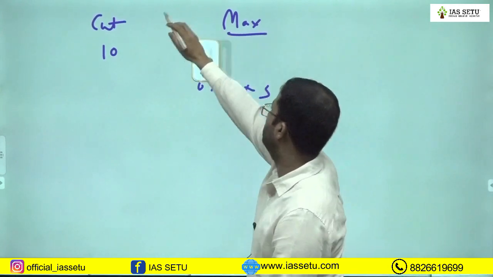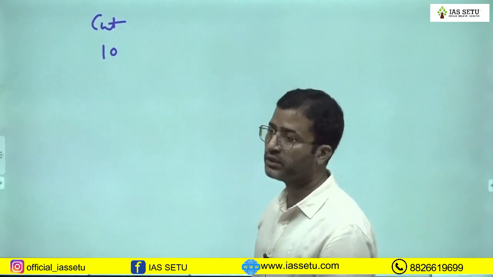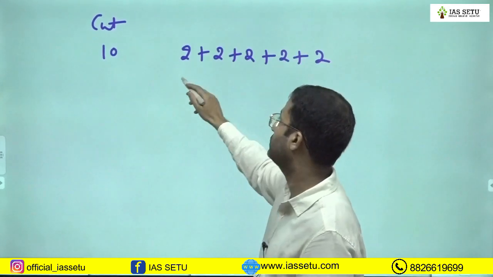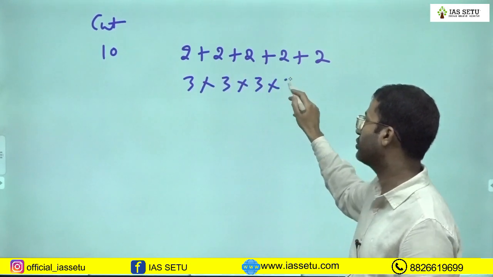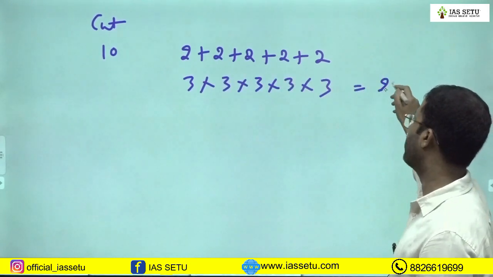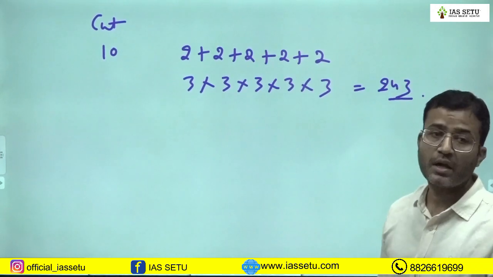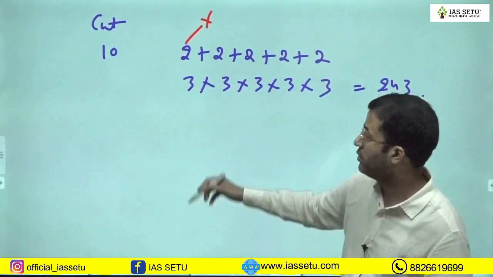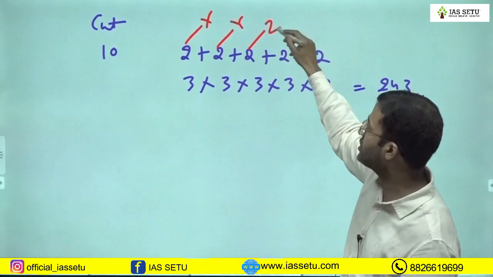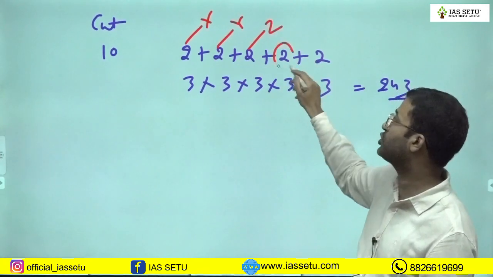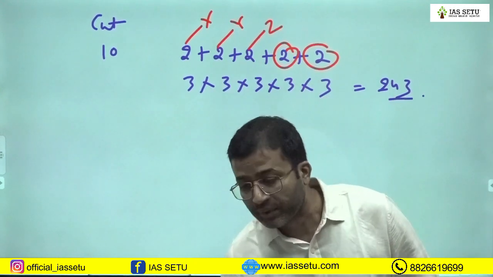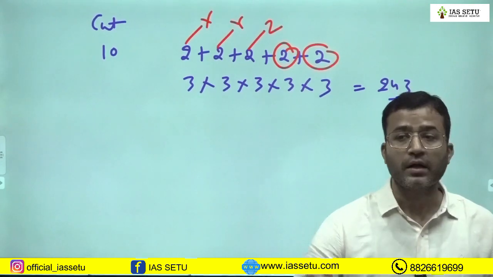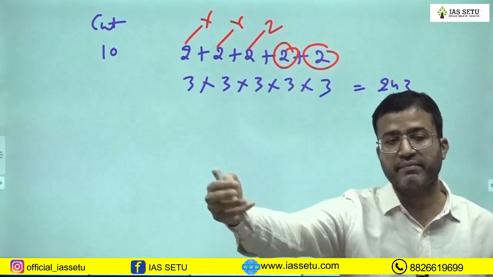Now here next, maybe any one of you distributed this 10 cut like 2 plus 2 plus 2 plus 2 plus 2, 3 into 3 into 3 into 3 into 3, 3 to the power 5, 243 maximum. But my simple question to you: this 2 cut is along the x-axis, this 2 cut is along the y-axis, this 2 cut is along the z-axis. Where do you make this 2 plus 2 cut? Because our upper limit is 3 axes, you cannot go beyond 3 axes. As he suggested in one of the classes, time as the 4th axis.